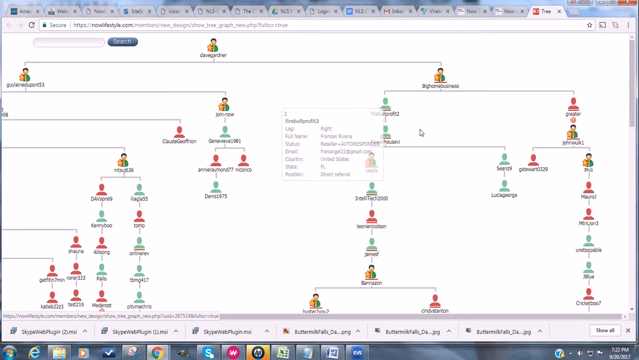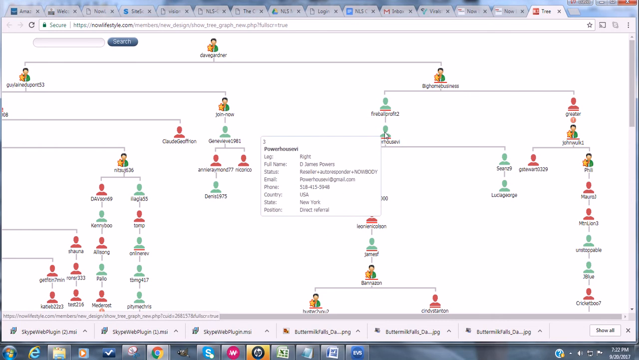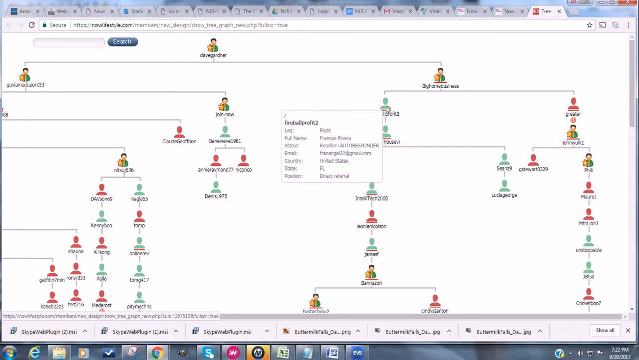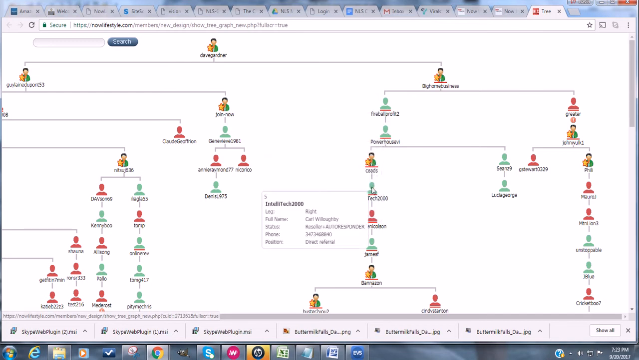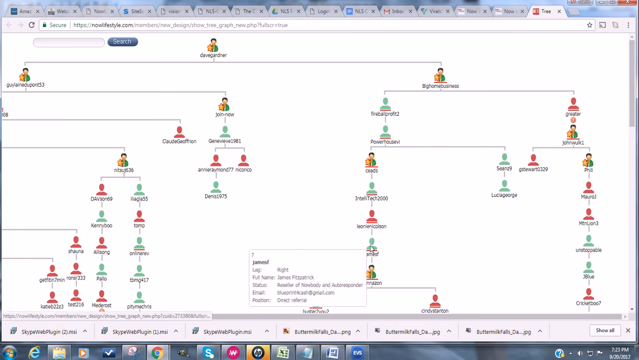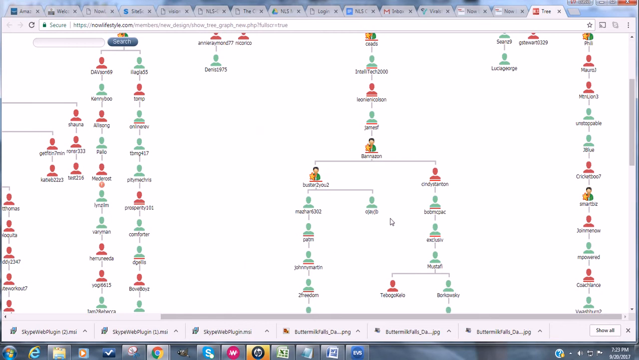If we look at Powerhouse, notice DJ Powers, his says reseller, autoresponder, and Now Body. So he even has more of the products, so he can make a better commission because he has more products. Where right here, some of those commissions might be passed up if Frances had someone buy the Now Body. She might miss some of those commissions to pass up. But the idea is that the autoresponder is in there. Okay, Cynthia is an all-in maverick. Carl is a reseller and a Now Body. Okay, James, reseller, autoresponder and Now Body.